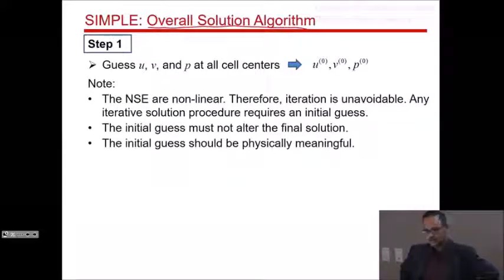So note, Navier-Stokes equations are nonlinear, therefore iteration is unavoidable. I already told you this. Any iterative solution procedure will always require an initial guess. The initial guess must not alter the final solution. Very important to understand. If you come to me and tell me I used a different initial guess and I'm getting a different answer and it shows convergence, then I'll say something is wrong in your code.